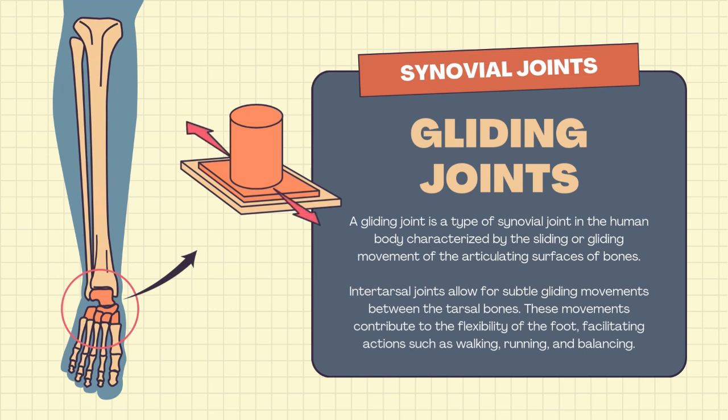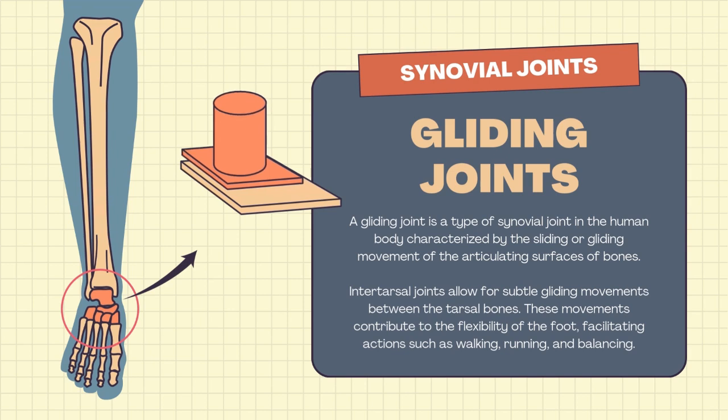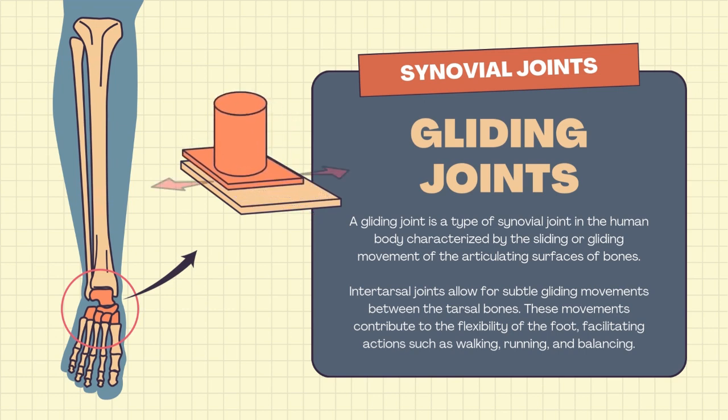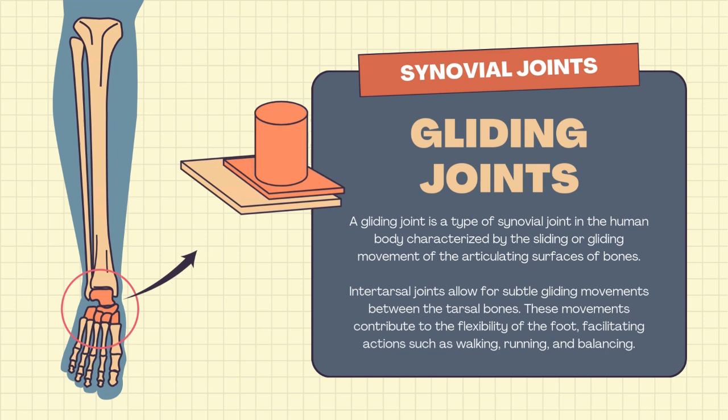Gliding joints. A gliding joint is a type of synovial joint in the human body characterized by the sliding or gliding movement of the articulating surfaces of bones. Intertarsal joints allow for subtle gliding movements between the tarsal bones. These movements contribute to the flexibility of the foot, facilitating actions such as walking, running, and balancing.